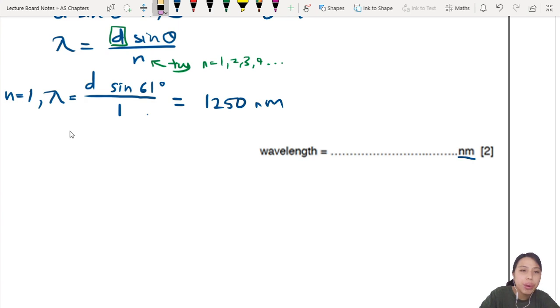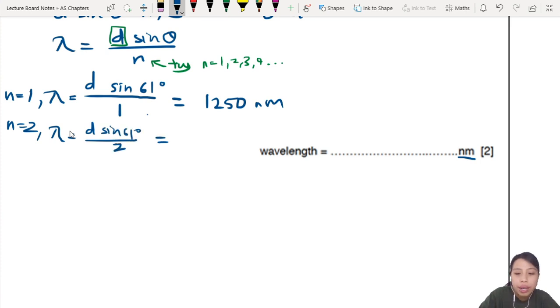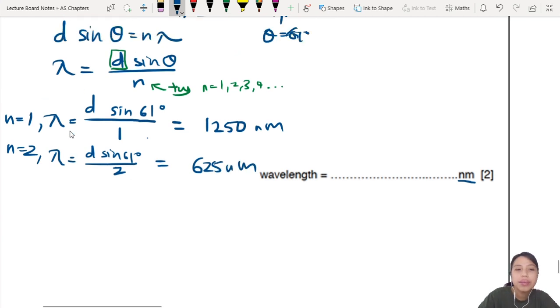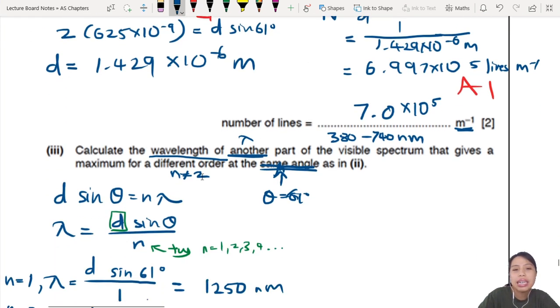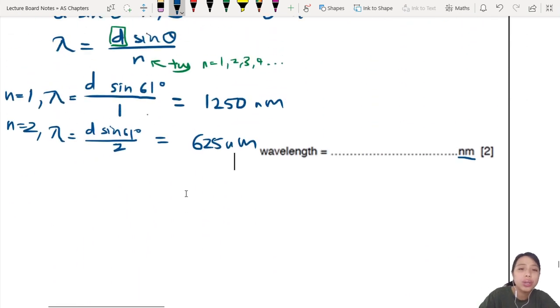Okay, let's go a few more, see if we can find some suitable candidates for our n, lambda. n equals 2. Actually, they say don't use n equals 2. But if you calculate d sine 61 over 2, you will get back your good old 625 nanometer. That is the same as the first question, 625 nanometer. But this one, they say another order. So let's not use n equals 2. We can't use that.